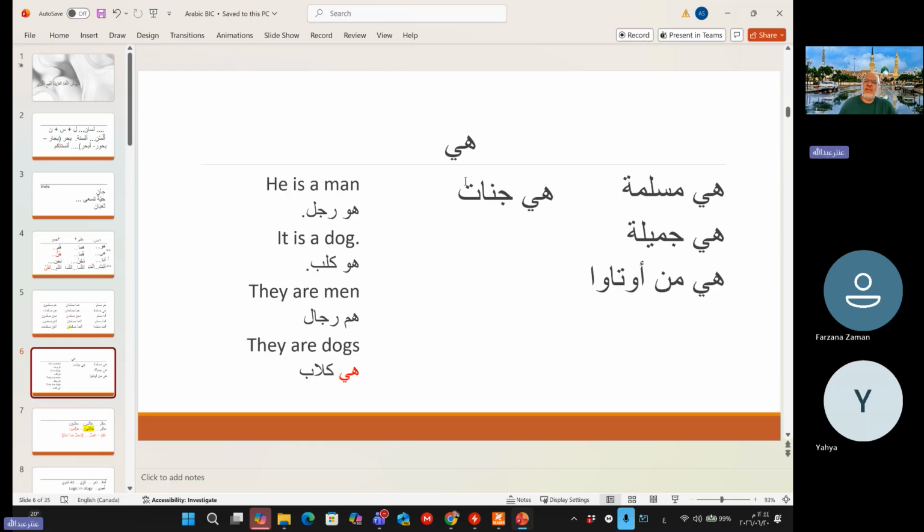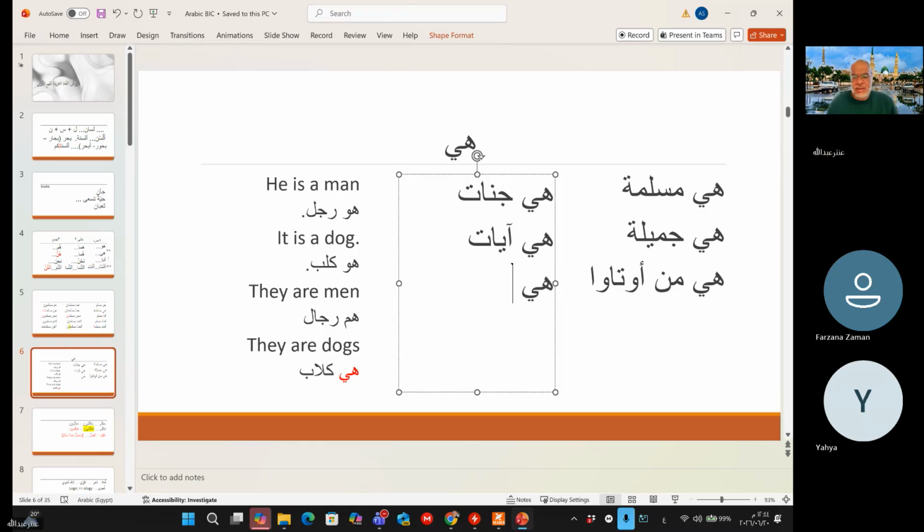So we have in the Quran hiya jannat, hiya ayat, hiya masajid.